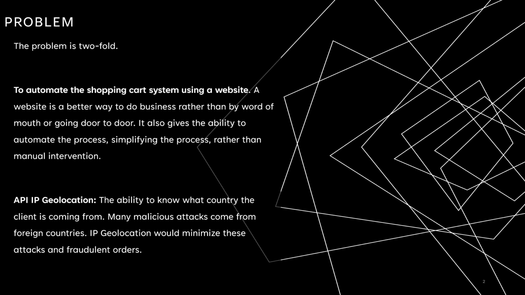The problem is twofold: to automate the shopping cart system using a website to be able to broadcast to the world, and just a better way to do things instead of having to go door to door, wanting to automate the process. The second part is the IP geolocation, to be able to figure out the IP address of the person who's creating the order, and stop malicious attacks, which are usually from foreign countries, is one way to do it.